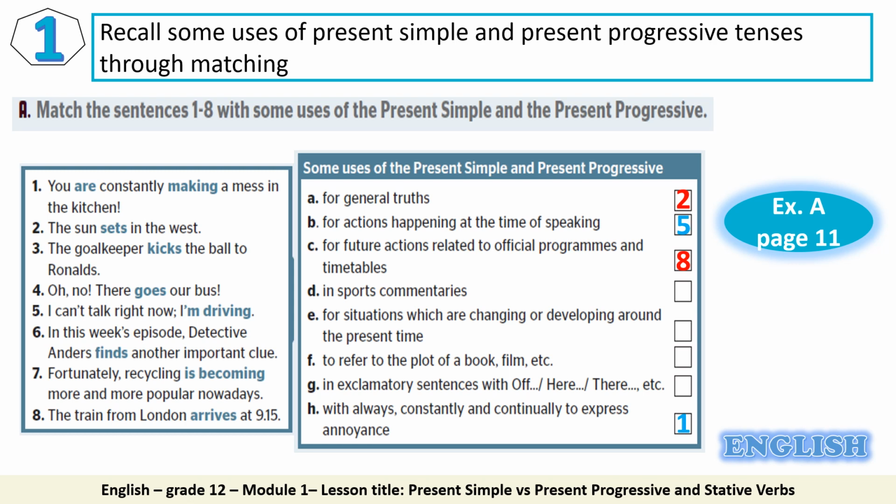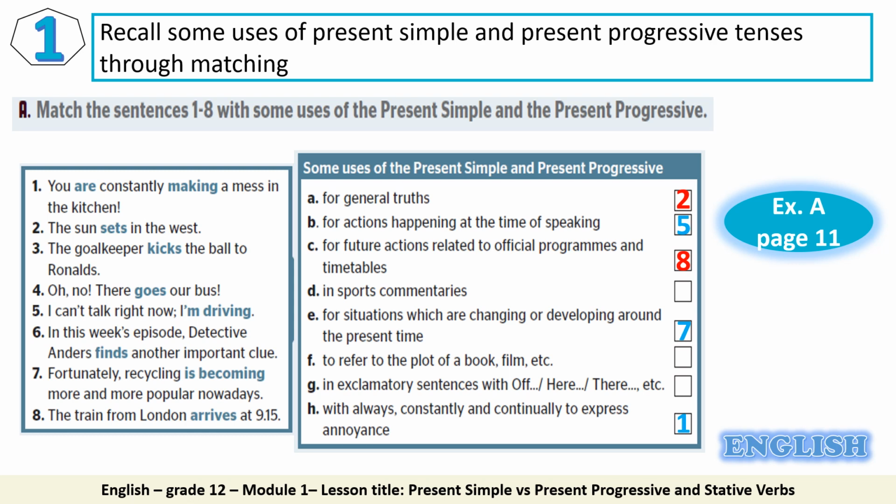Let's carry on with the present progressive tense and refer to sentence number 7. Fortunately, recycling is becoming more and more popular nowadays. What does the expression more and more convey? Absolutely. It conveys a situation which is changing or developing around the present time. That's why sentence 7 goes with E. In this way, we're done with the uses of the present progressive tense.